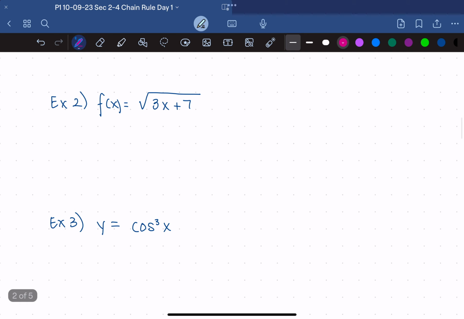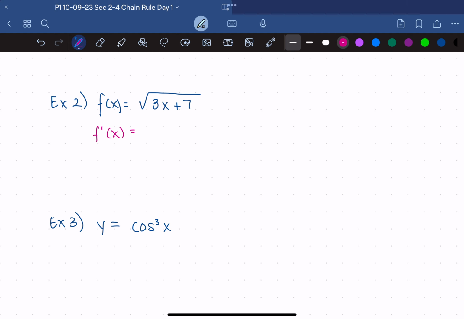And now we're going to work it out. You can see I have the next one here too. Feel free, again, at any point, pause the video, try these on your own. All right, f prime of x. To take the derivative of this, we have 3x plus 7 inside the square root function. So, to take the derivative of the square root function, that's the outside function.